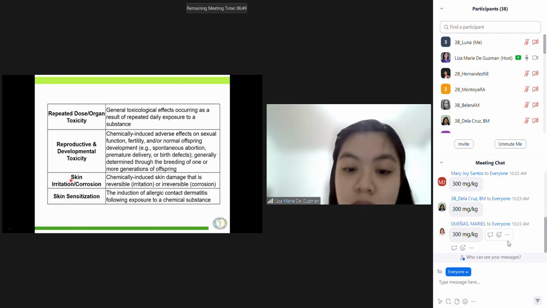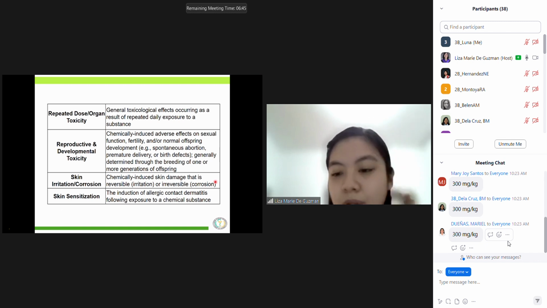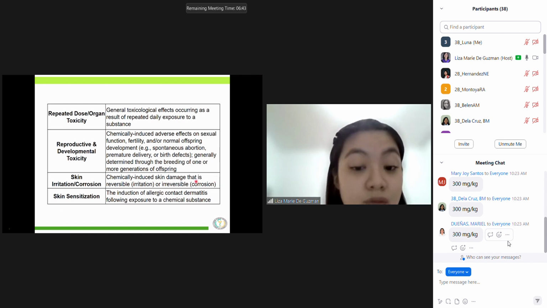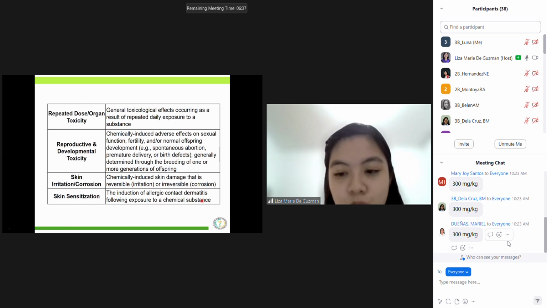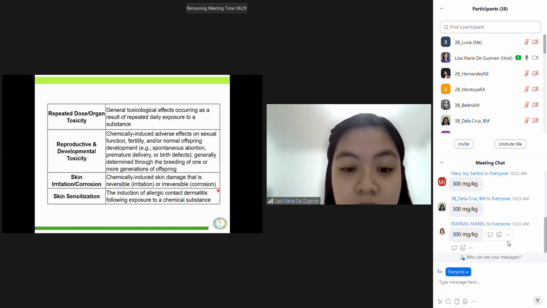And then skin irritation or corrosion. So when we say irritation, this is reversible. When we say corrosion, this is irreversible skin damage. And then skin sensitization, if the product or the drug can induce a type 4 hypersensitivity reaction, which is contact dermatitis. So kung natatandaan nyo yung example natin dito, si poison ivy.